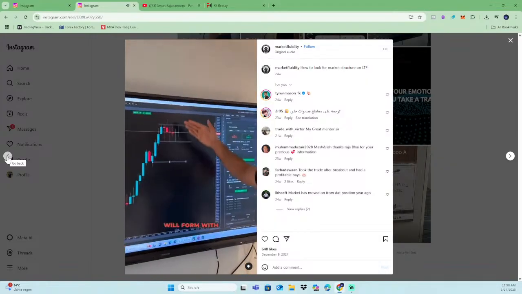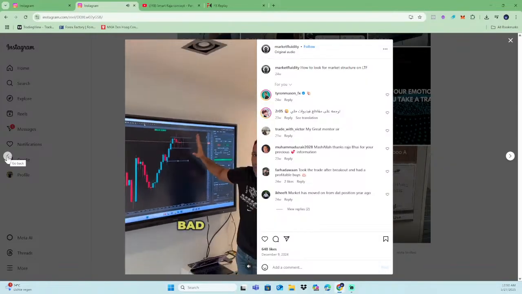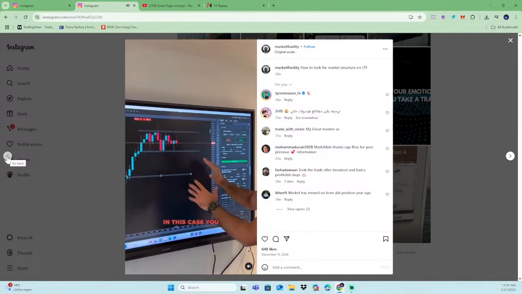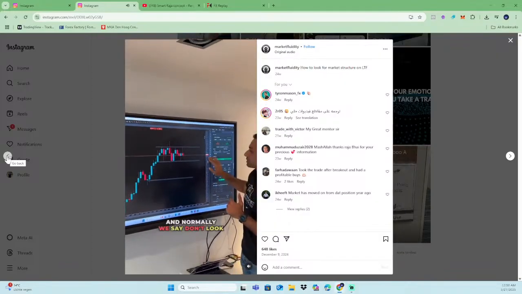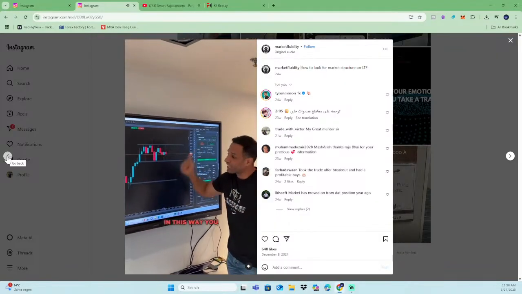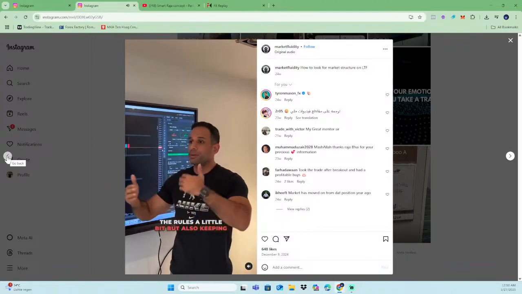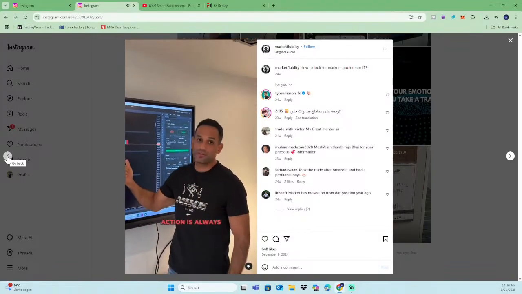Right now, one thing I want to really explain to you is that on the 30-minute, sometimes when candles form with wicks, this is bad market structure. On the 15-minute, this is good market structure. In this case, you can look at the 15-minute. Normally we say don't look at the 15-minute, but in this way, you can. So there's always a way you can bend the rules a little bit, while also keeping logic in mind, because price action is always king.